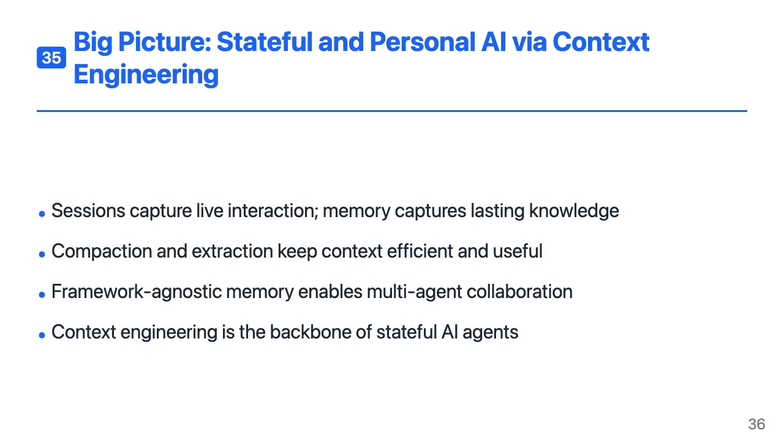Stepping back, the story of this white paper is that stateful, personal AI doesn't emerge from the LLM alone. It comes from careful context engineering. Sessions give you a detailed per-conversation record. Memory distills that record into durable knowledge. Compaction and extraction keep everything efficient and within context limits. And by making memory framework agnostic, you enable different agents and frameworks to collaborate over a shared cognitive layer. Together, these patterns turn stateless LLMs into robust, long-lived agents that can remember, learn, and adapt over time.